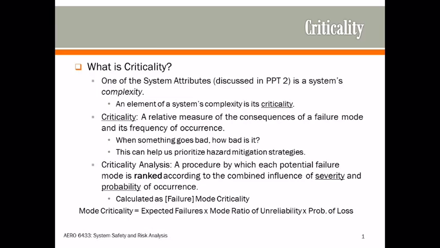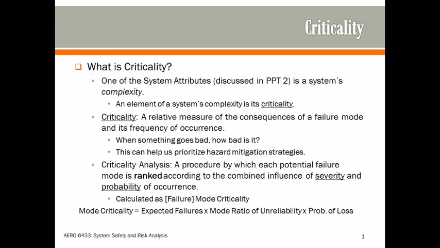For FMECA, there are several methods to use. In your presentation, we discuss two of the more popular methods in this unit. First, a quantitative technique called failure mode criticality number. That's what we'll talk about here first.